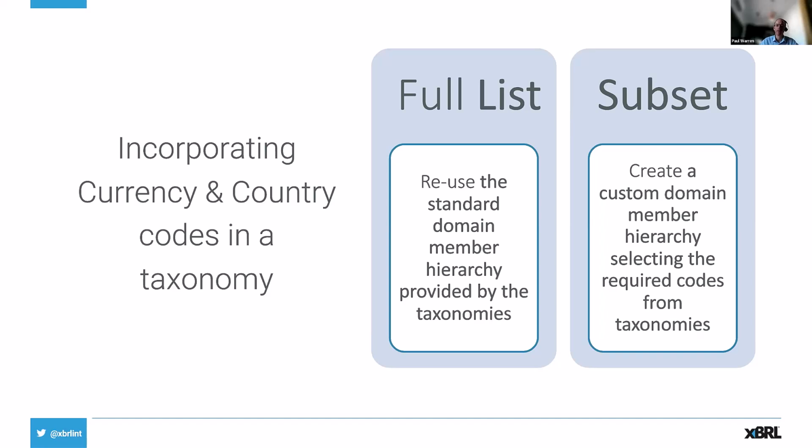or all the countries. If you've got a reporting requirement that requires a subset of those codes, then you can create your own list of members, or domain member hierarchy as it's called in technical terms, which selects just the required codes from the taxonomy and associate that with your fact value or with your dimension. And there's information on how to do that in the architecture document that we've published to go with these taxonomies.